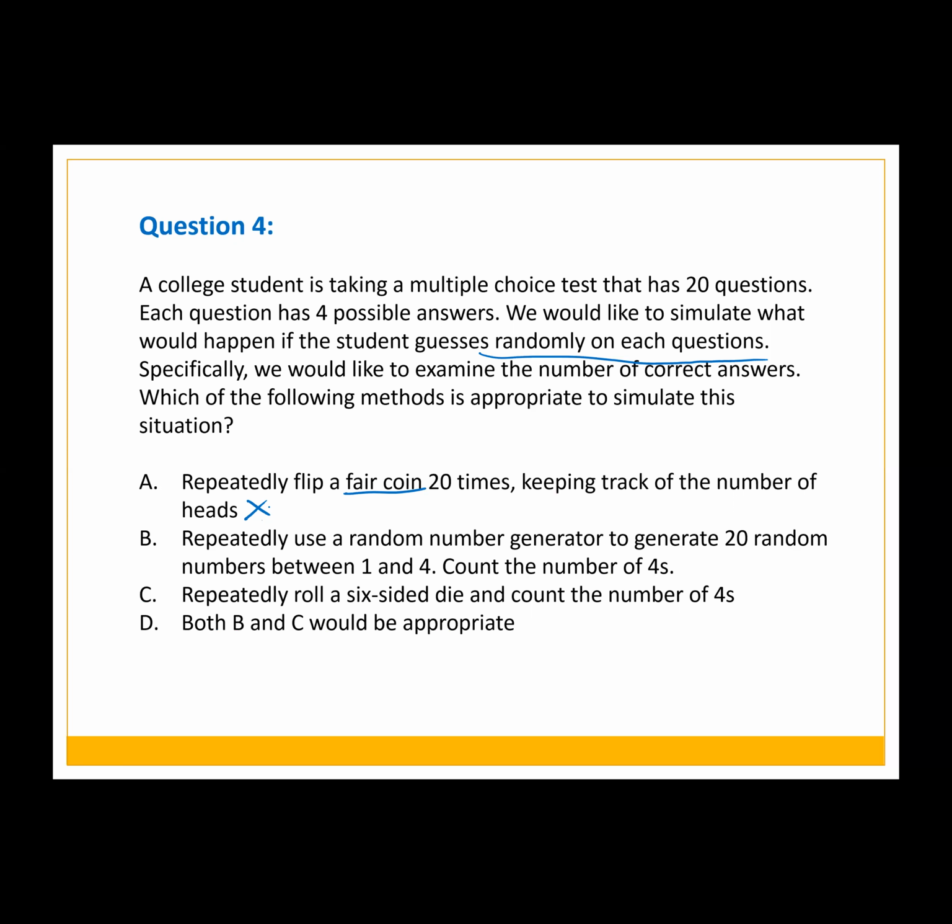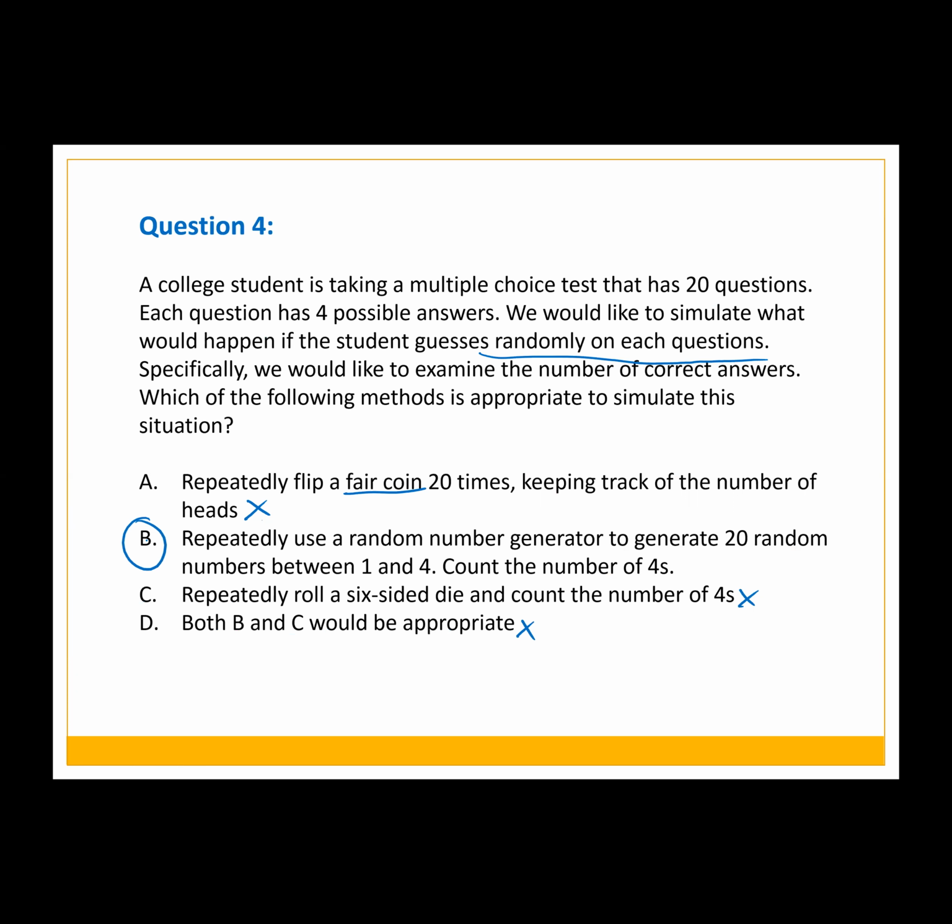C. Repeatedly roll a 6-sided die and count the number of 4s. Now with C, the problem is that you have 6 possible outcomes and it wouldn't work because it doesn't follow a similar number of outcomes, and it's not a very good method of simulation. So C is also not right. Therefore, D is also not right. B can possibly be right if you do it the right way.